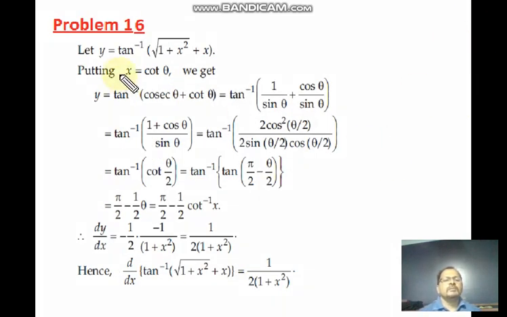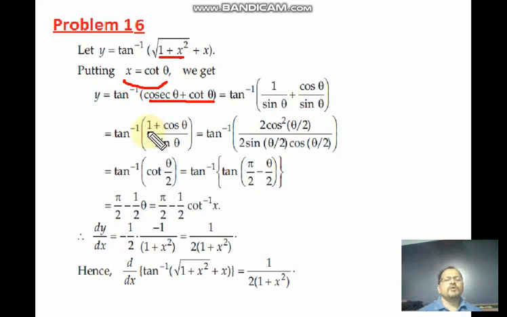New problem. Y equal to tan inverse under root 1 plus x square plus x. Put x is equal to cot theta, that gives us tan inverse cosec theta plus cot theta. How cosec theta? Under root 1 plus cot square theta, 1 plus cot square is cosec square, under root cosec square is cosec. Now cosec and cot, convert them to sin and cos. You will get 1 plus cos theta upon sin theta.